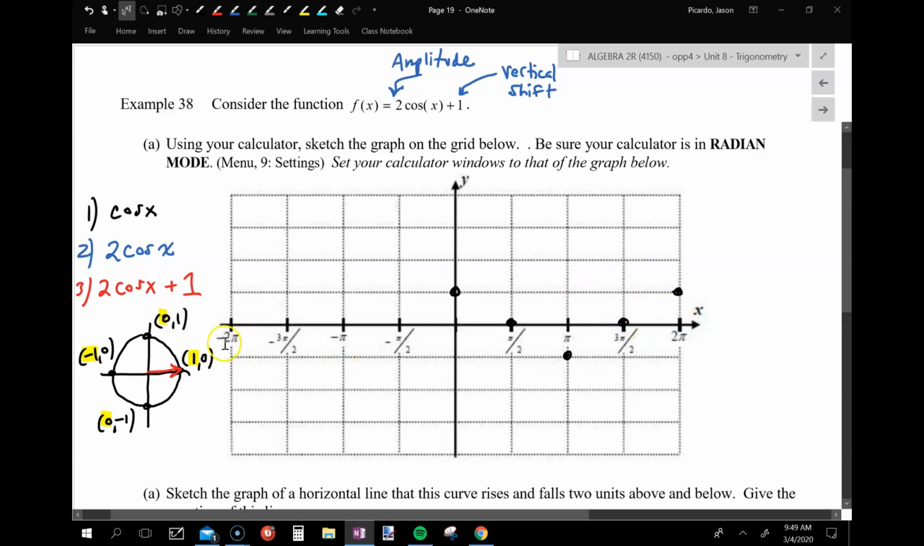All right, cool. What if I went the other way? What if instead of going in the positive direction, I went the negative direction? From 1, I would go to 0, and then negative 1, and then 0, and then 1. Boom. And so this is our cosine curve.